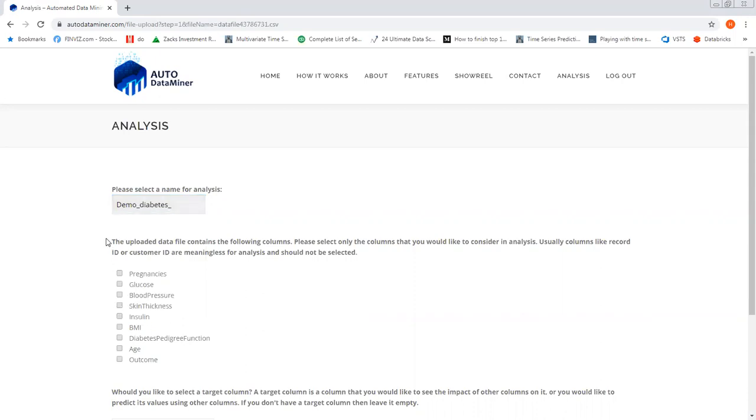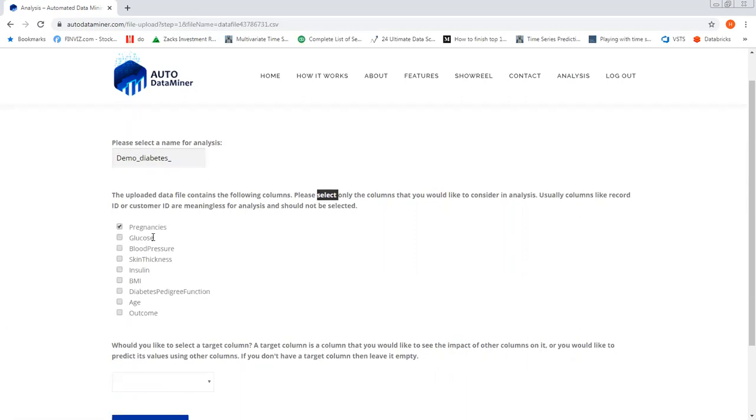In the next step, you need to select the columns that you are going to consider in the analysis. Sometimes there are columns that you feel there is no need to consider in the analysis. But here it looks like all the columns are related to this project on diabetes, so I'm going to select all of them.